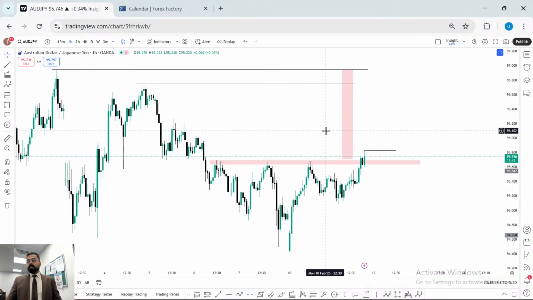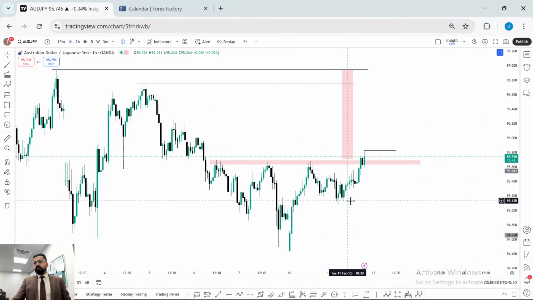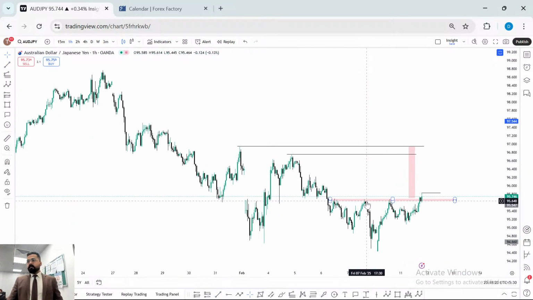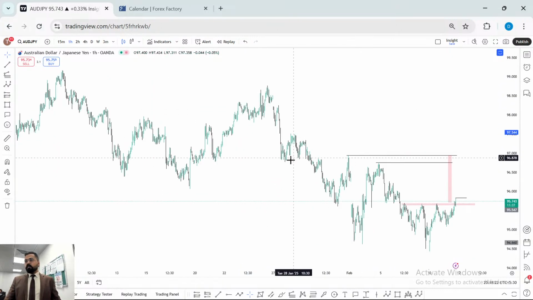Like this we can mark the target area, and we can keep our stop loss below this. So we can do it, but it is risky. Why? Because the overall trend is downwards. So do your own research as well. All right.